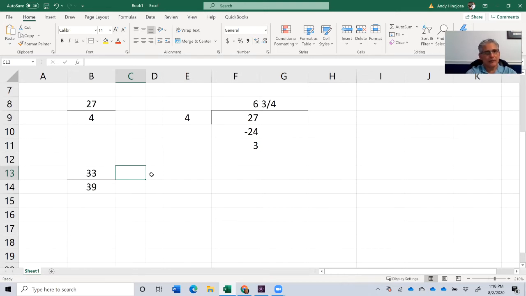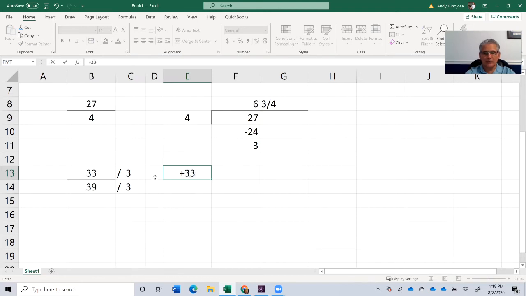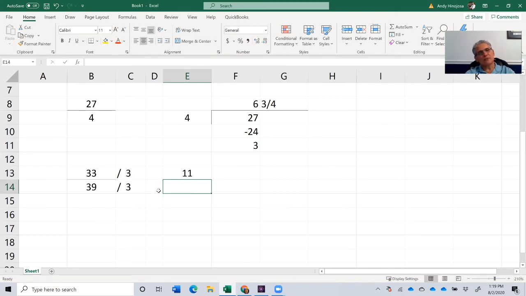So we're going to divide 33 by 3, and then we're going to divide the 39 by 3. So 33, I'm going to do this by a spreadsheet, but you can do this in your heads. You're not supposed to use calculators, remember. 33 divided by 3 is 11. So 3 goes into 33 11 times. And then we'll do 39 divided by 3, and that's going to give us 13.